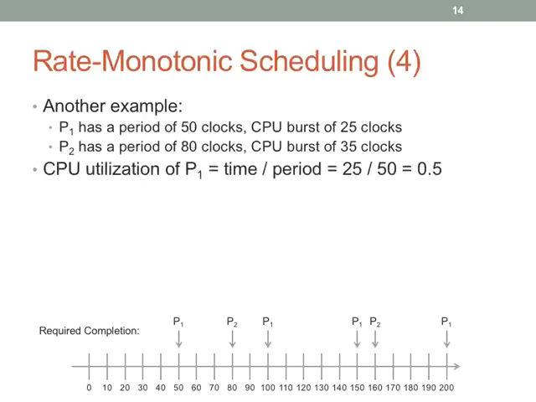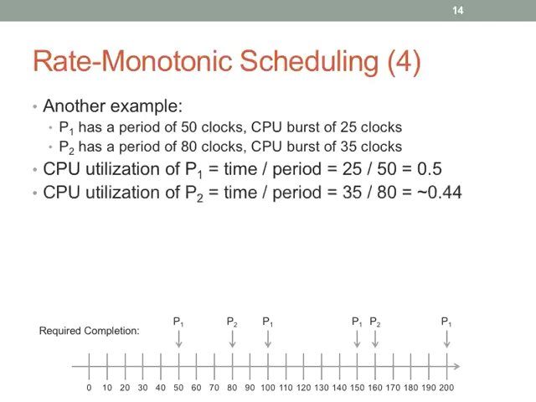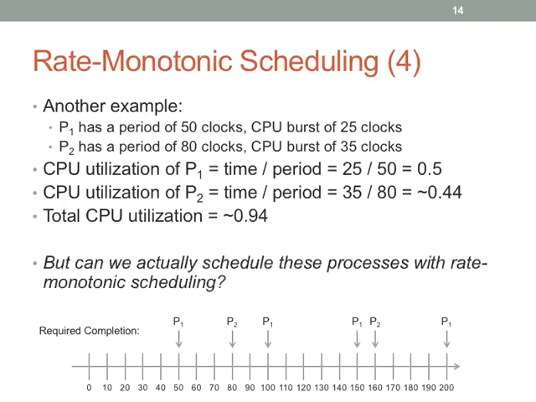And again, we compute the CPU utilization. P1's utilization is 25 clocks over 50 clocks, or 0.5. And P2's CPU utilization is 35 clocks over 80 clocks, so that's around 0.44. You can pull out your calculator if you want to see the exact amount. And so we see that the CPU utilization is actually under 100%, so we think, yes, this is good, I can do it, right? But this is where we start getting sad, because if we actually tried to do this in a real system, we would start to notice that we will fail. It is not possible to execute these processes and have them always hit their deadlines if we use rate monotonic scheduling. So again, fixed priorities for these real-time processes.